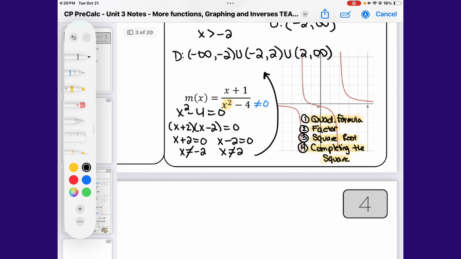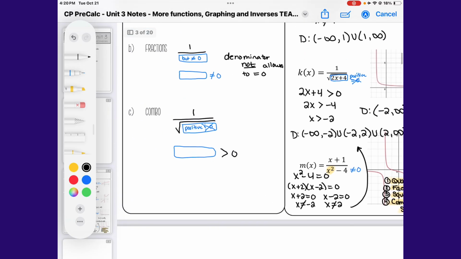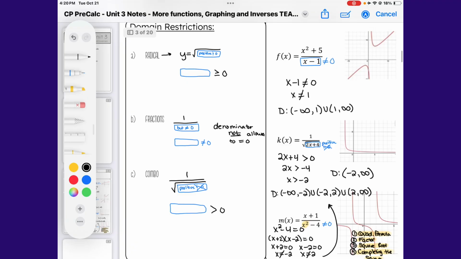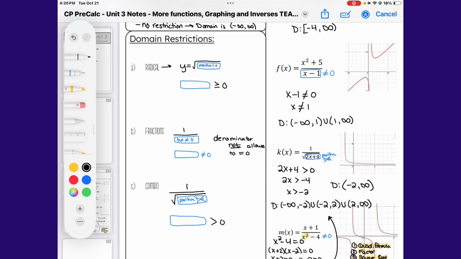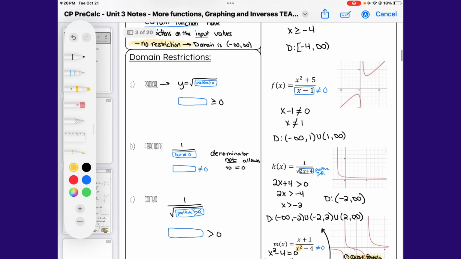So there are 3 major functions in this class that we talk about with a domain restriction. When you have a radical, when you have a fraction, or when you have a combination of those 2 things. Remember, if you don't have a restriction, if it's not one of those things, then your domain goes from negative infinity to positive infinity.